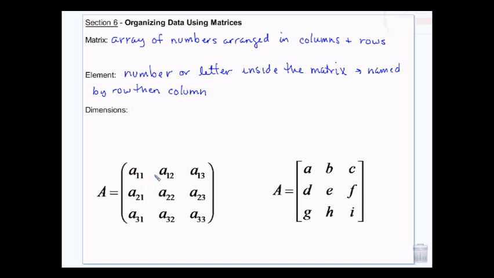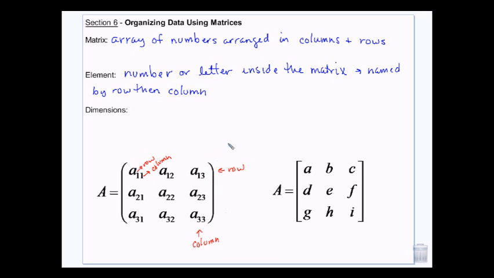See how this is A11, A12, A13? This is actually not A11, this is A12. The first number is the row. The second number is the column. Okay, rows go across, columns go up and down. So this is the element in the first row, first column. This is the element in the second row, third column. A23, second row, third column.